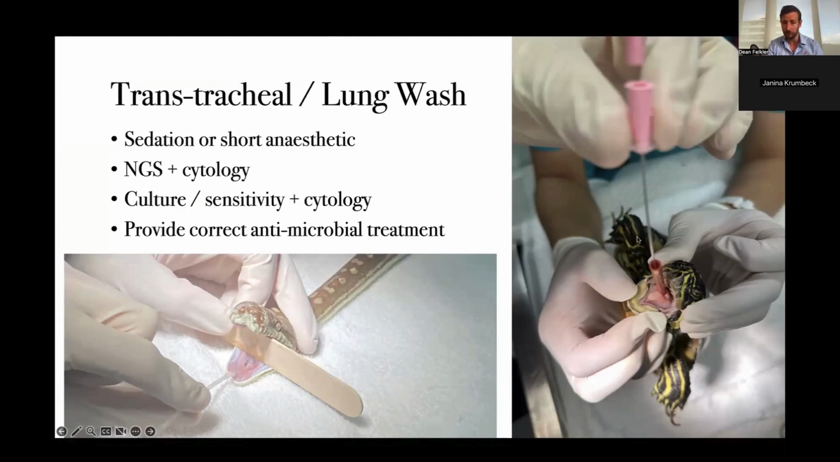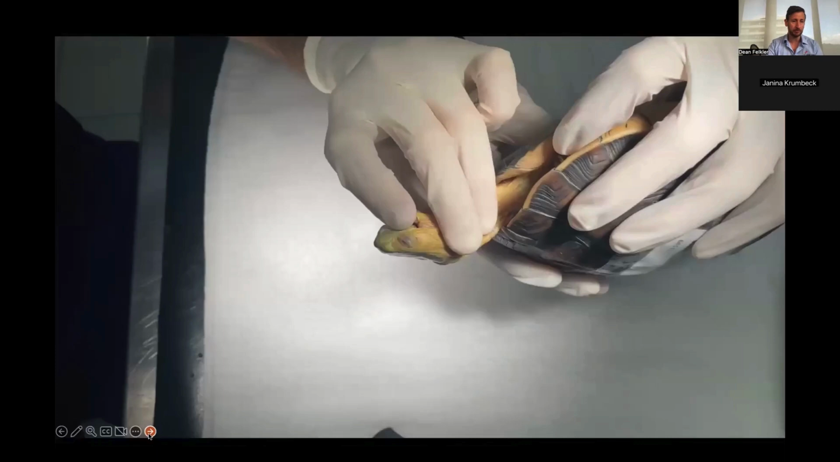And just to illustrate that, I've got this terrapin here, and you see I put my red rubber catheter down first. So you're clearly not going to be touching any oral mucosa with your cat urinary catheter, and then you take the sample that way. So I've just got a little short video just to show how I do it.